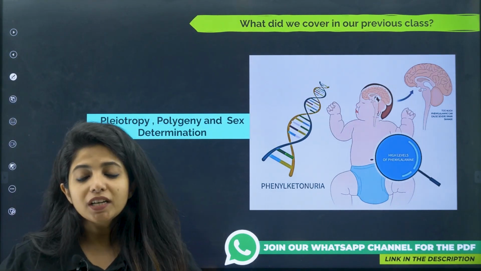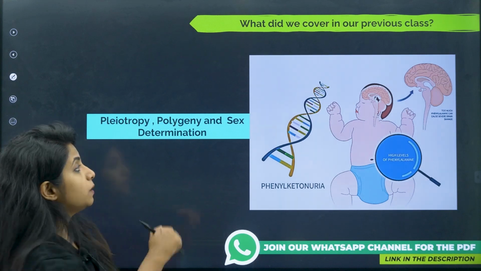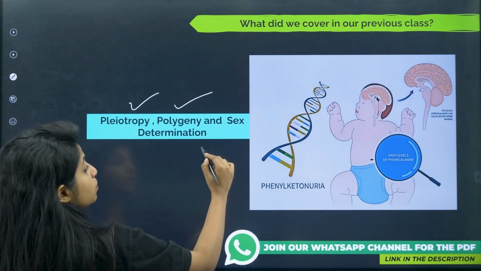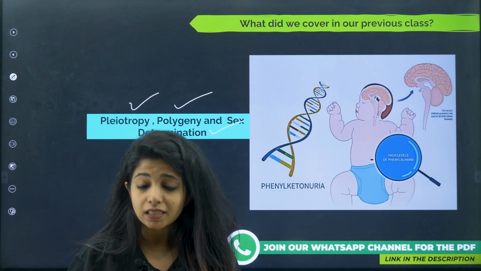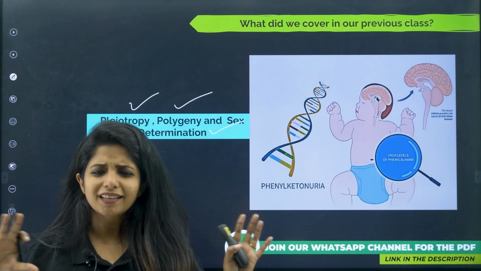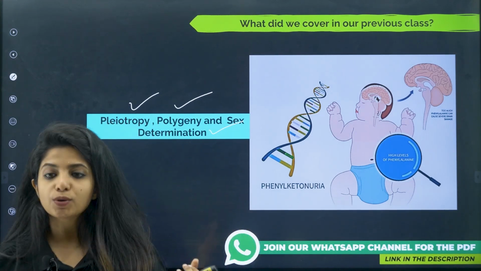So what did we cover in the previous session? We spoke about pleiotropy, we spoke about polygeny, we spoke about sex determination, all of these things with examples, with the diseases associated, what all things are there extra, and what all type of questions could also be framed.